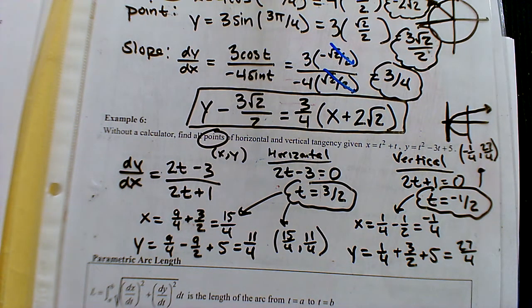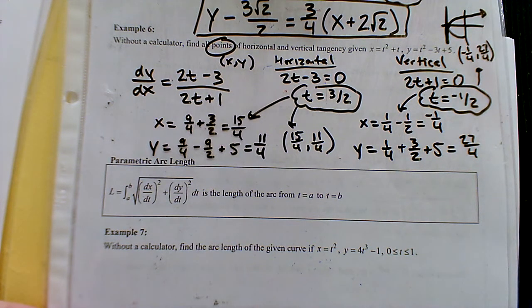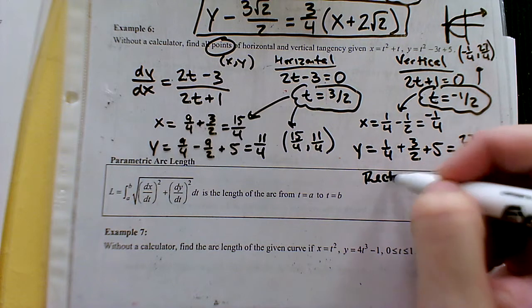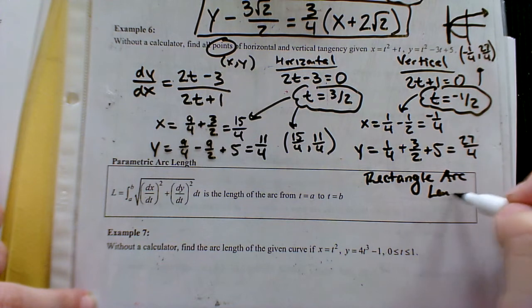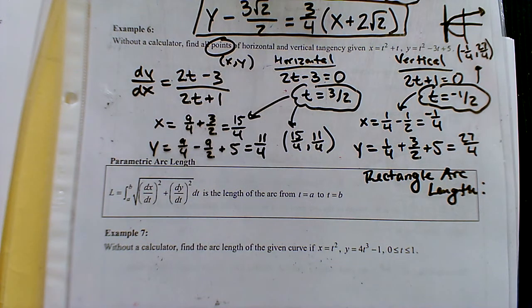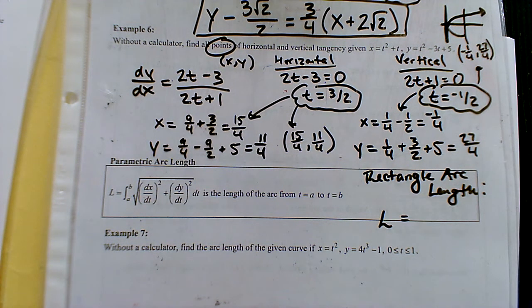All right, so one other thing we can talk about with these parametrics is arc length. And we did arc length way at the beginning of the year, but that was arc length for a rectangular function, like if we had x's and y's. I'm curious if we can dig deep and remember what the rectangular arc length formula was. Can we think about from the beginning of the year how we found arc length of any regular equation?